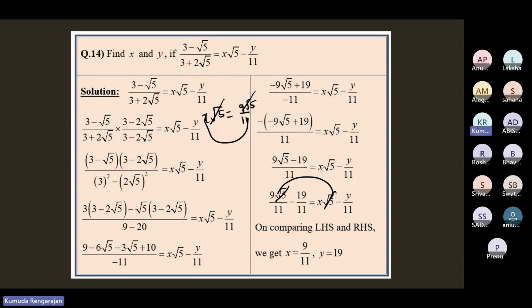Then when you compare these two, what do you have? Minus y by 11 is equal to minus 19 by 11. So minus and minus cancel, 11 and 11 cancel. So y is equal to 19. Take a picture, children. Please practice very important questions.